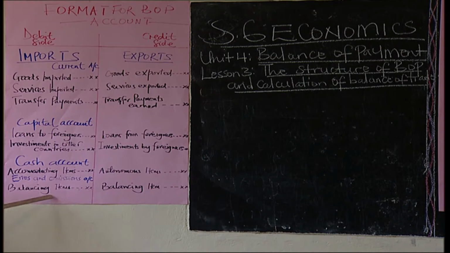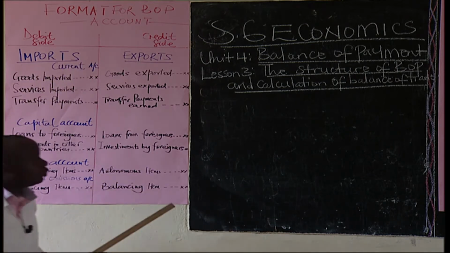On errors and omissions, in case you have made an error, a mistake, and the two sides are not balancing, we have to correct the mistake. The error must be added or subtracted in order for the two sides to balance. This is what we call the format of a BOP account.